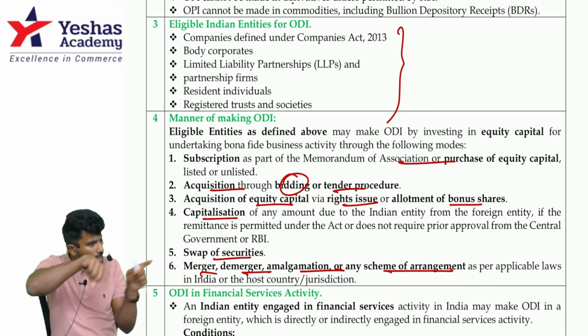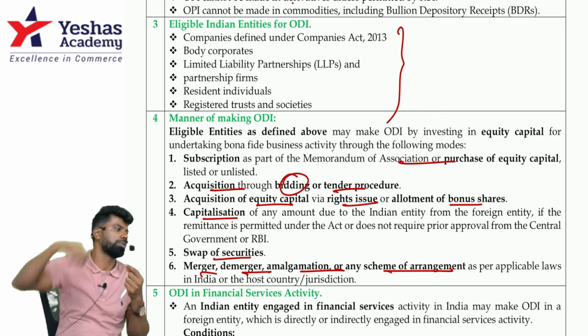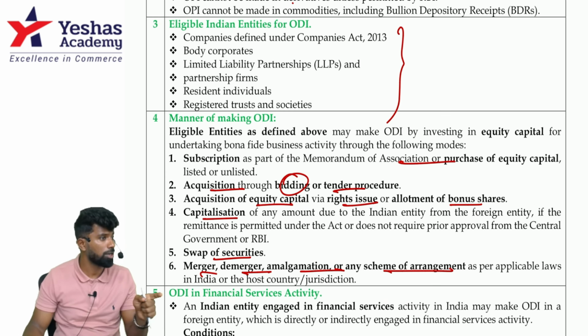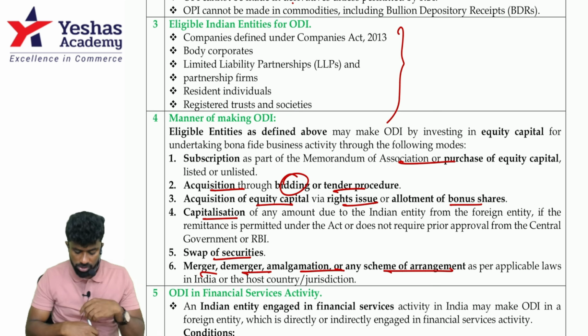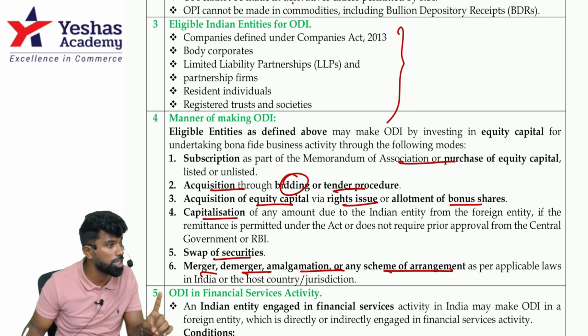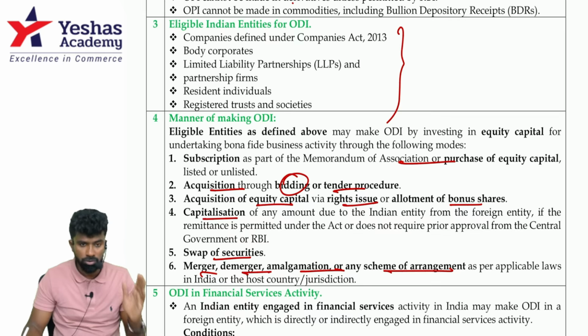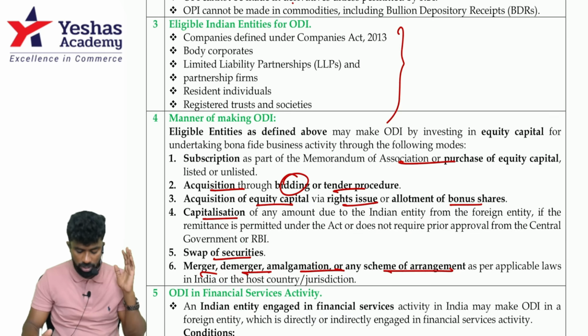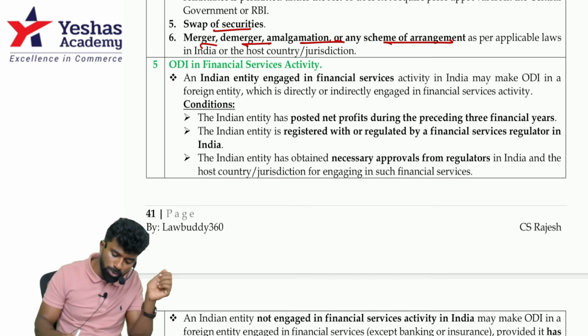I will swap my company shares with which company shares? Other company shares. Can there be an acquisition by way of mergers or amalgamation? Yes. Can there be an acquisition of equity capital by rights issue or bonus shares? Yes. These are the modes of what? Making the ODI. What is ODI? Overseas direct investment. This one is most important.